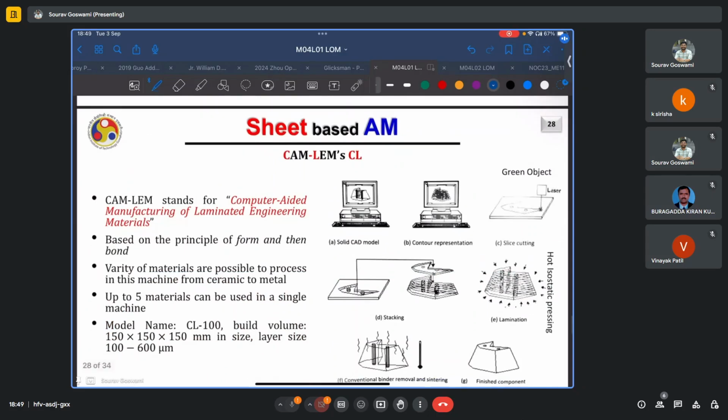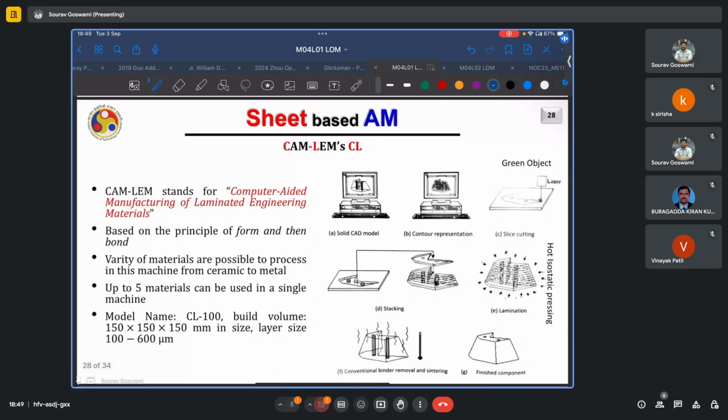In essence, CAM-LEM stands for Computer Aided Manufacturing of Laminated Engineering Materials, and you just shorten them to form CL. It is based on the principle of form and then bond. It is possible to process a variety of materials in this machine, ranging from ceramics to metals. And a single machine is capable of processing up to 5 materials. So this is a very useful multi-material process.